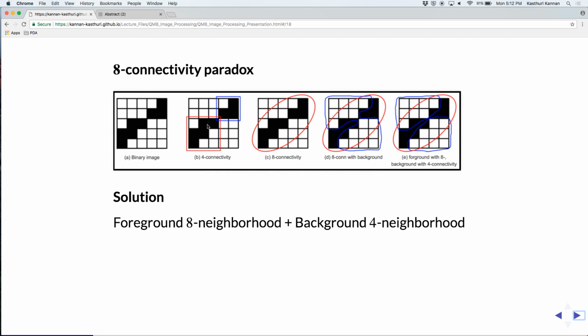Let's say that you have this binary image, with the foreground and the background. This is the 4 connectivity, and the 8 connectivity is this, all of them. But if you look at the background, the background pixels are actually connected right here, because they are 8 connected. So it's still not able to distinguish the background from the foreground. The solution is to say that the foreground is 8 neighborhood and the background is 4 neighborhood, and that way you can have a separation of the foreground and the background.